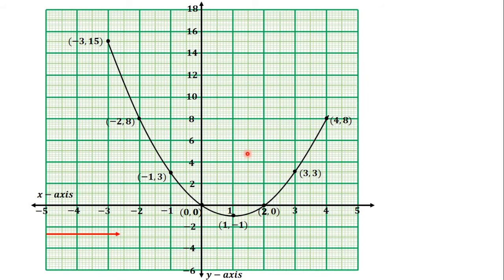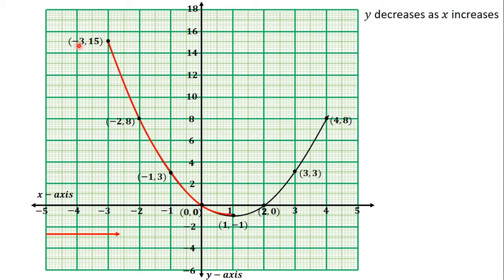We can use this to divide the curve into two parts. The first part is what I've colored with red. From this point to the turning point, we can see that as the x-coordinates increases, the y-coordinates decreases. So for this part of the curve, the values of y decreases as x increases. And we can clearly see it here.